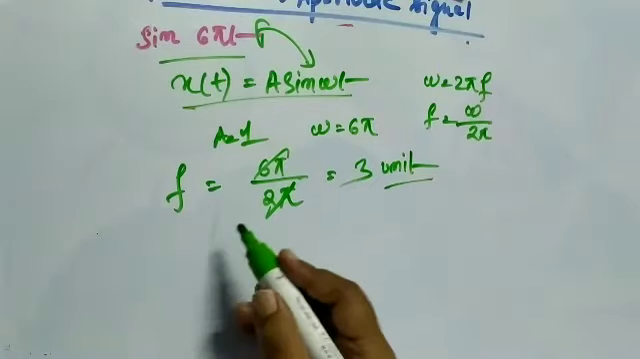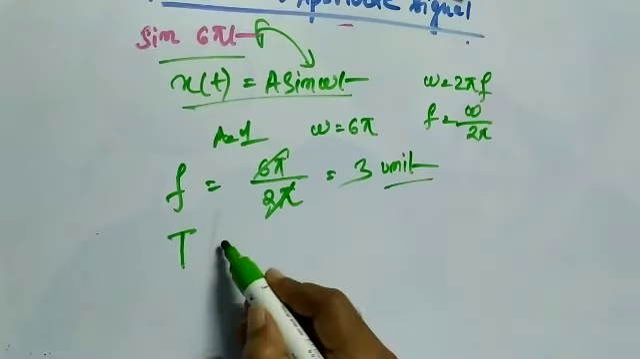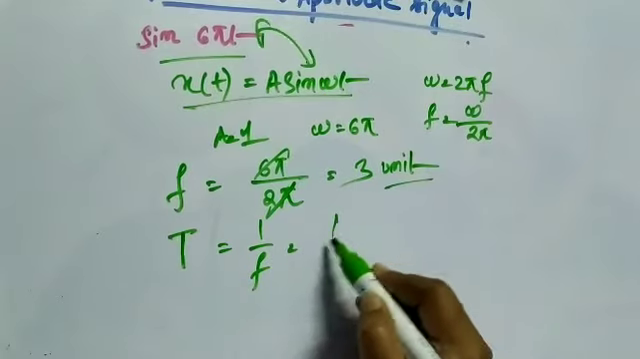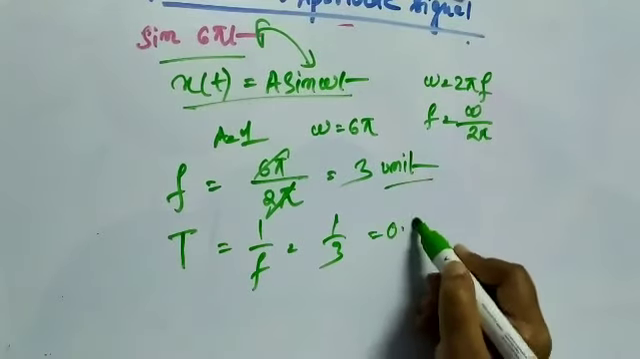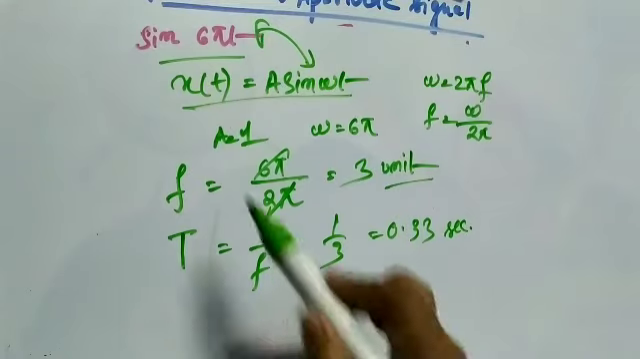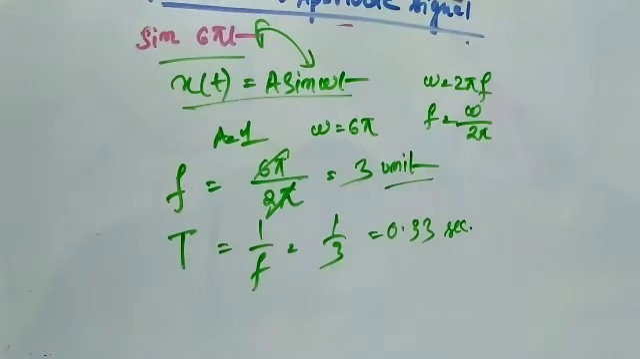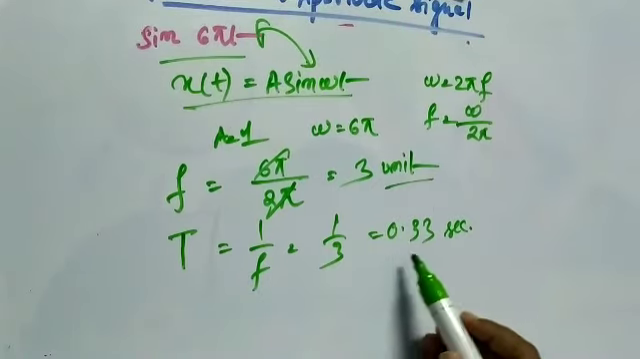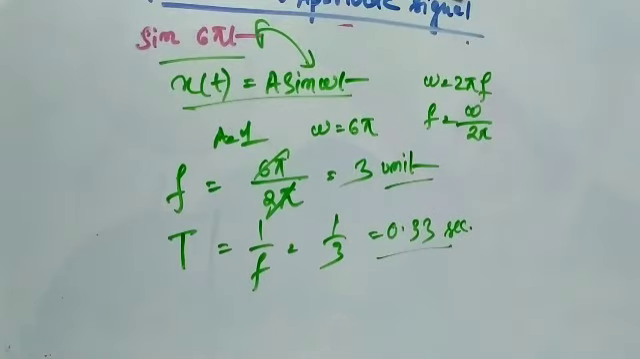Now the next task is to find out the time period T. T equals 1 by f, or 1 by 3, or 0.33. If the time period is considered in seconds, then we can say that the time period of the signal is 0.33 second. This is your answer. And as it is a sinusoidal signal, we can say it is a periodic signal, with a fundamental time period of 0.33 second. It is your answer.